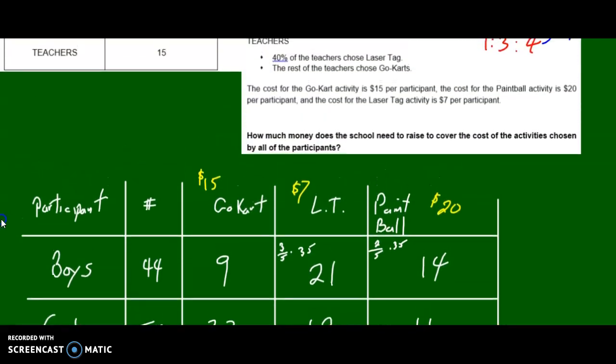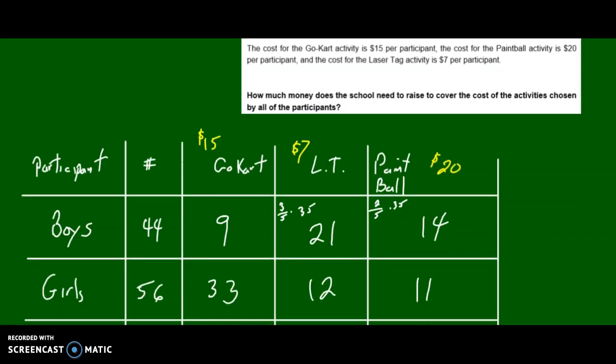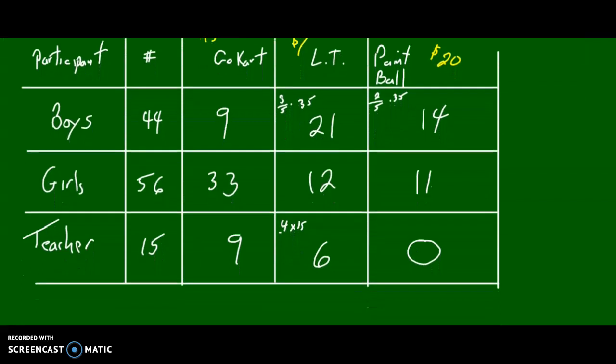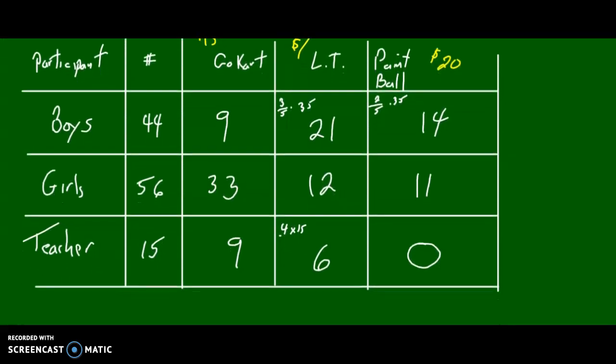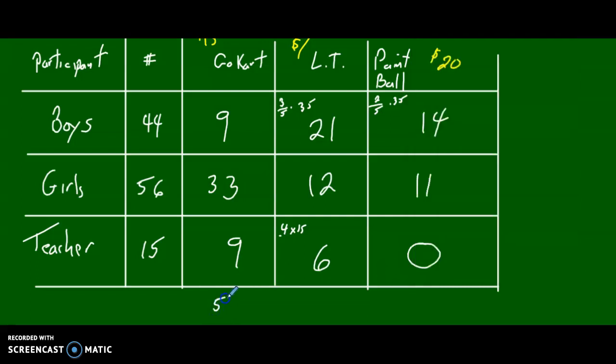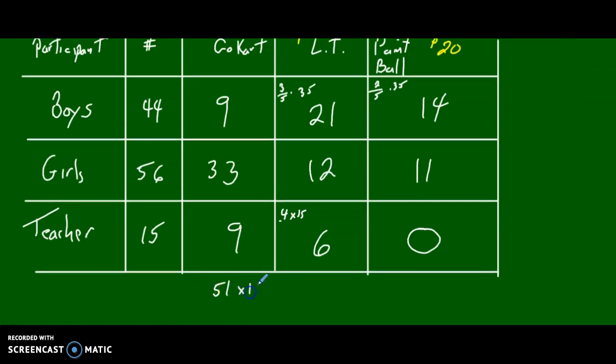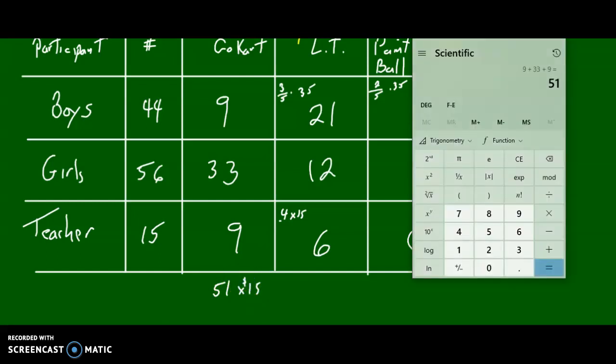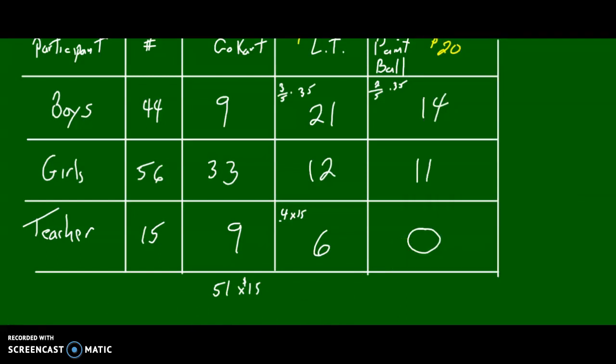We have the prices. How much money does the school need to raise to cover the cost of activities? So all we have to do now is add up the totals and multiply by the price. So let's try go-karts. It's 9 plus 33 plus 9. Let's do that again. 9 plus 33 plus 9. That's 51. 51 times $15. So that's $765 here.